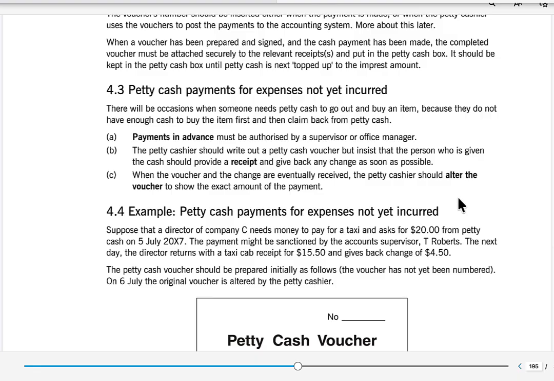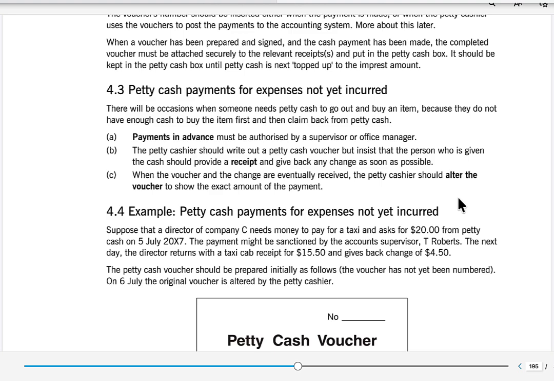Step 4. The cashier prepares a petty cash voucher. The voucher states the purpose clearly, like taxi fare for business travel or emergency stationery for office use. Step 5. The cashier gives the cash to the staff member. Step 6. Later, the staff member comes back with the receipt and any change.